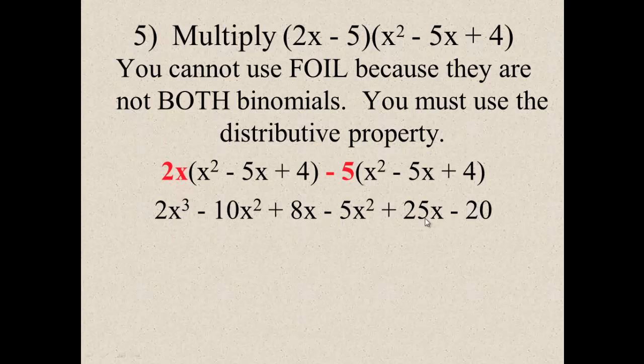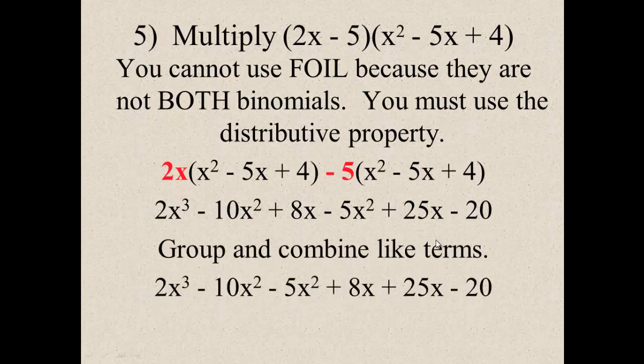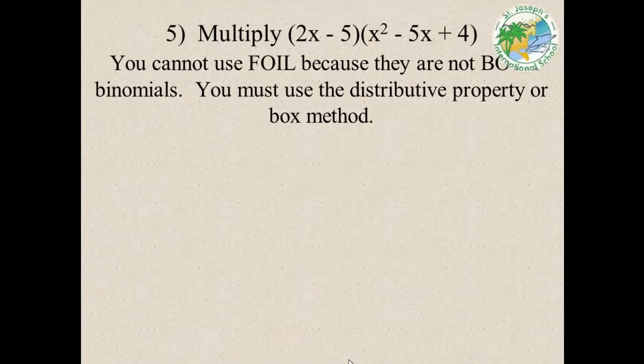Now combine like terms together: negative 10x power 2 and negative 5x power 2, and positive 8x and positive 25x. Combined: 2x power 3, negative 10 minus 5 is negative 15x power 2, and 8 plus 25 is 33x, minus 20. Multiply 2x minus 5 times x power 2 minus 5x plus 4.